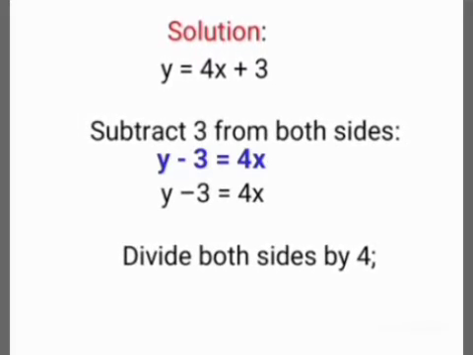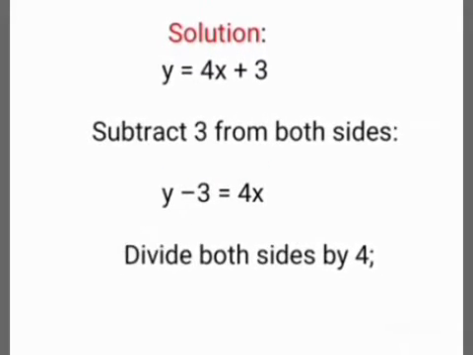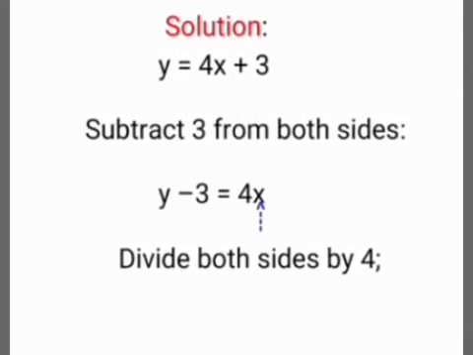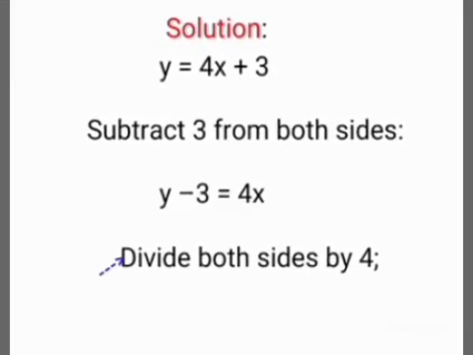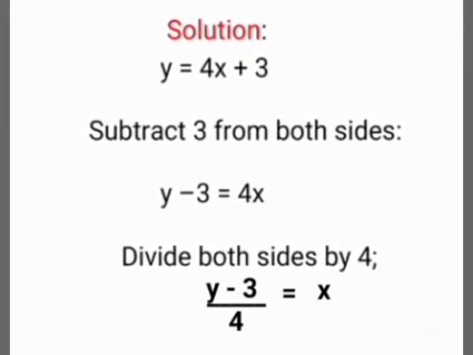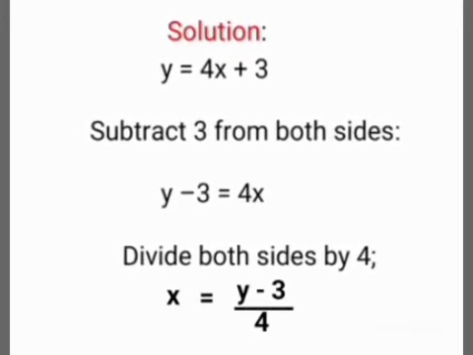Plus 3 minus 3 gives 0. Hence, our new equation becomes y minus 3 equals 4x. Now, 4 is the coefficient of x. If x must stand alone, then 4 must move over to the other side. To do this, divide both sides of the equation by 4. 4 divided into 4x gives x. Therefore, the final equation becomes x equals y minus 3 all over 4.